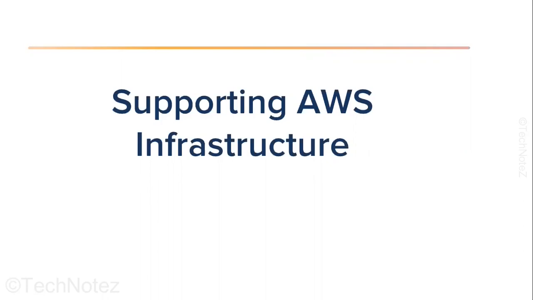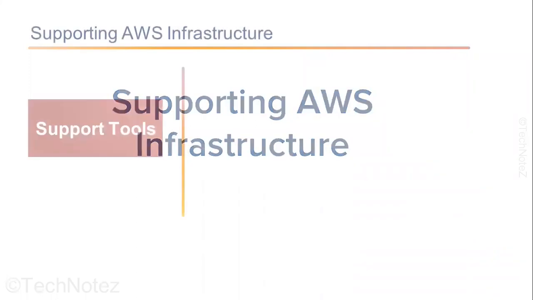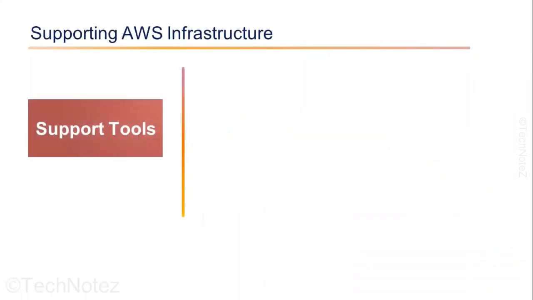Supporting AWS infrastructure involves a range of activities. It requires ongoing monitoring, maintenance, and management to ensure that your environment is running smoothly, securely, and cost effectively. So, next, we are going to talk about how you support your AWS infrastructure once you transition some of your applications to the cloud. Let's talk about the tools that AWS provides to support your infrastructure.